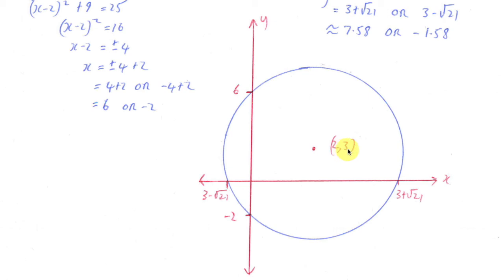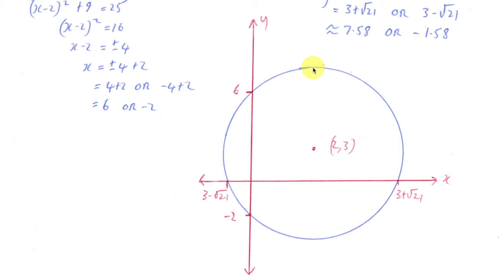For my range, the middle of the circle has a y value of 3. The radius is 5. So the highest value I'm going to achieve is going to be 3 plus 5, which is 8. And the lowest value I'm going to achieve is 3 minus 5, which is negative 2. So my range is from negative 2 to 8, again with square brackets to show that we're including it.